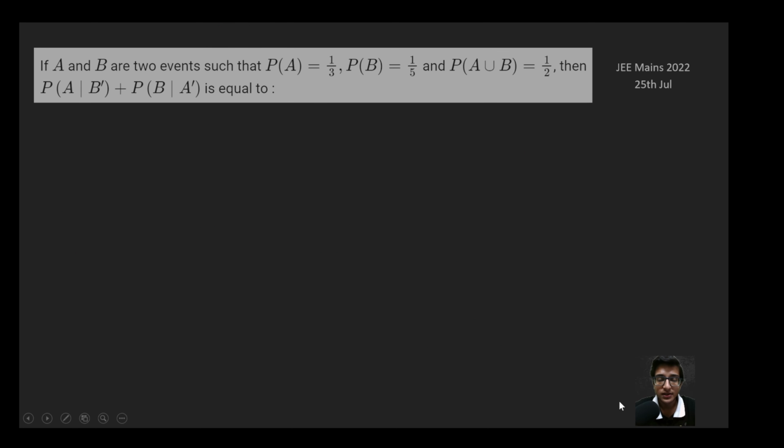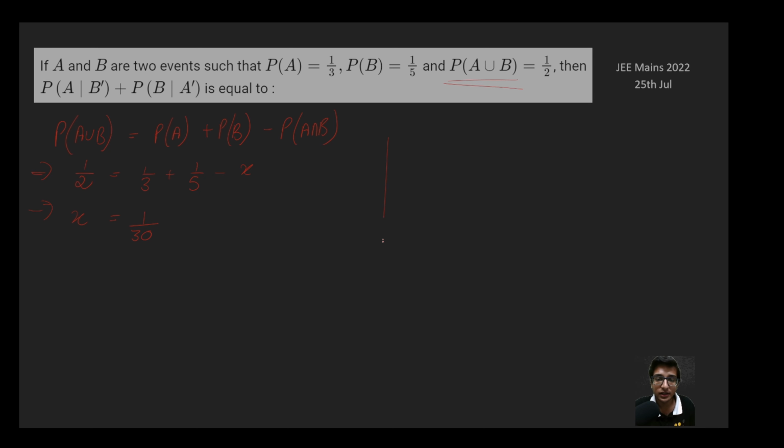If A and B are two events such that P(A) is equal to 1 by 3, P(B) is equal to 1 by 5 and P(A union B) is 1 by 2, then we have to find some values that they have asked us. So of course, this is a very easy question that can be solved using our Venn diagram. So first, since union has been provided to us, let us find out the intersection. P(A union B) is P(A) plus P(B) minus P(A intersection B). I hope you remember this formula. So from here, this is 1 by 2, this is 1 by 3 plus 1 by 5 minus, let's say this is x. So from here, our x comes out to be 1 by 30.